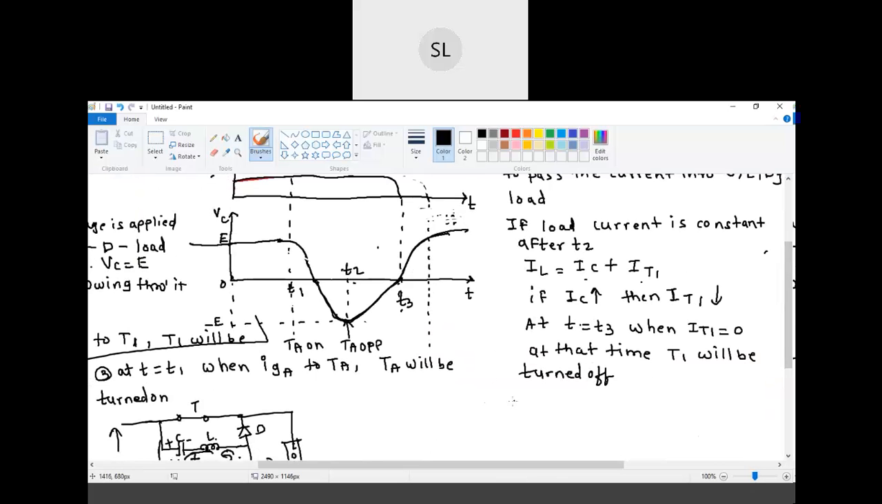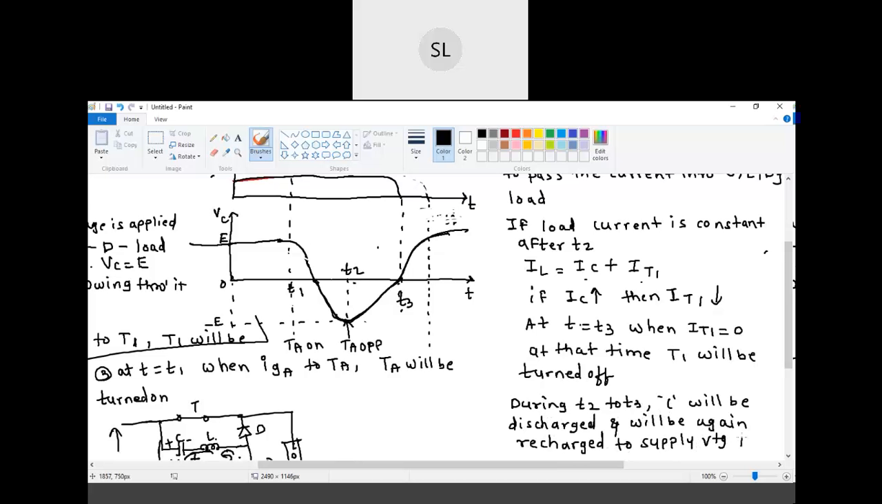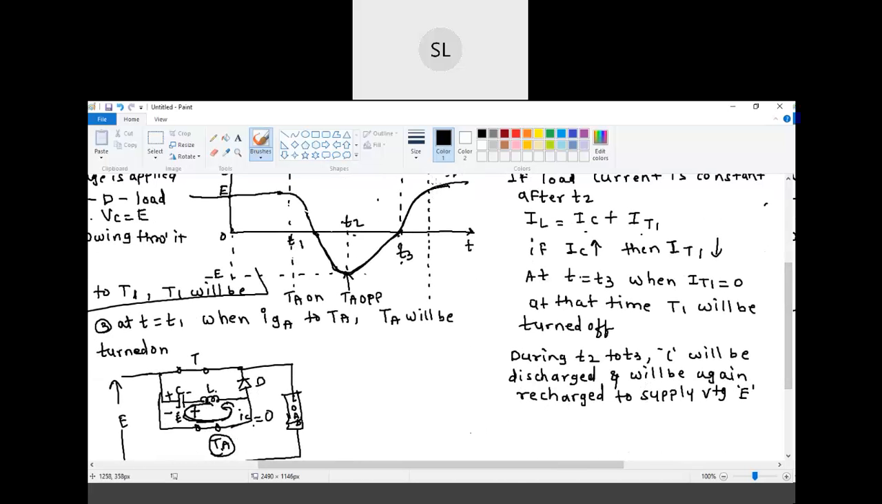Okay, so during T2 to T3 the capacitor will be discharged and again recharged to supply voltage E. Okay. So here again what will happen?